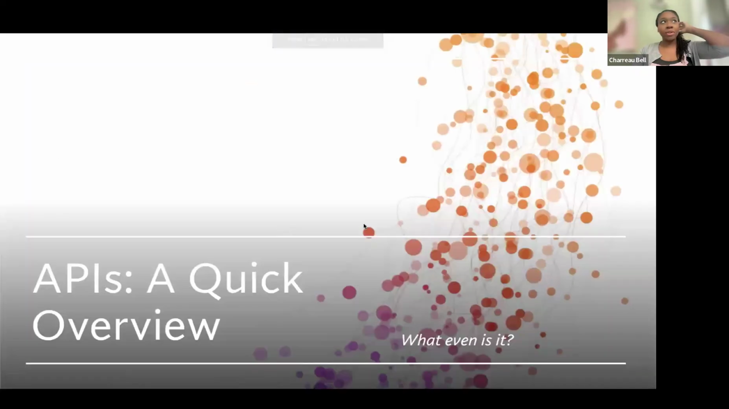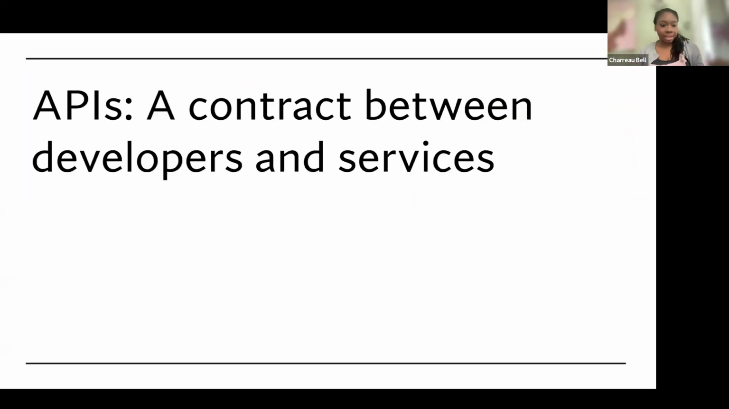Okay, so let's talk a little bit more about APIs. Can you see a slideshow right now? Okay, great. Because I know some people are out there like, oh, she keeps saying APIs. What is that? I don't even know what you're talking about. Totally okay. We're going to talk about it now. So what is an API? Very basically, we can think about an API as being a contract between developers and a particular service.